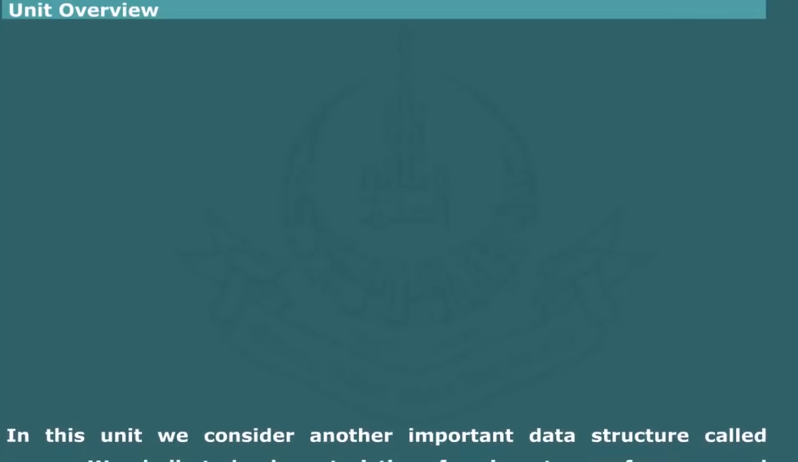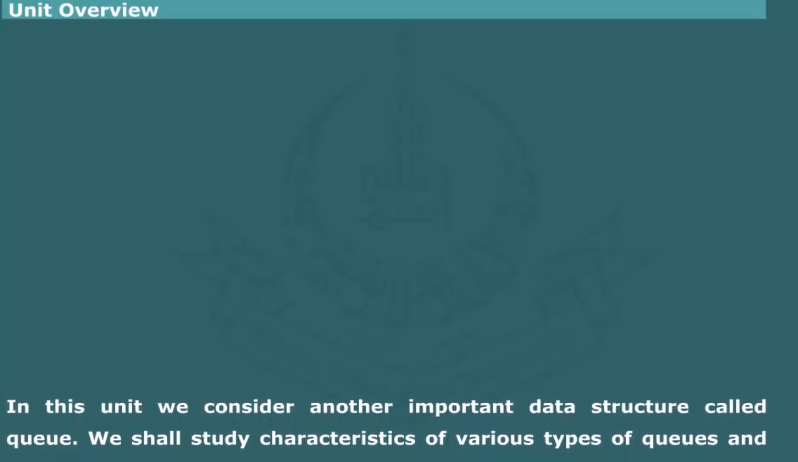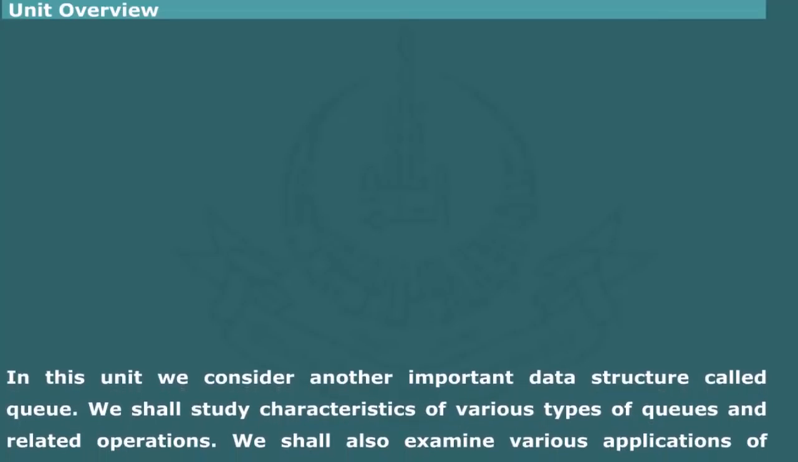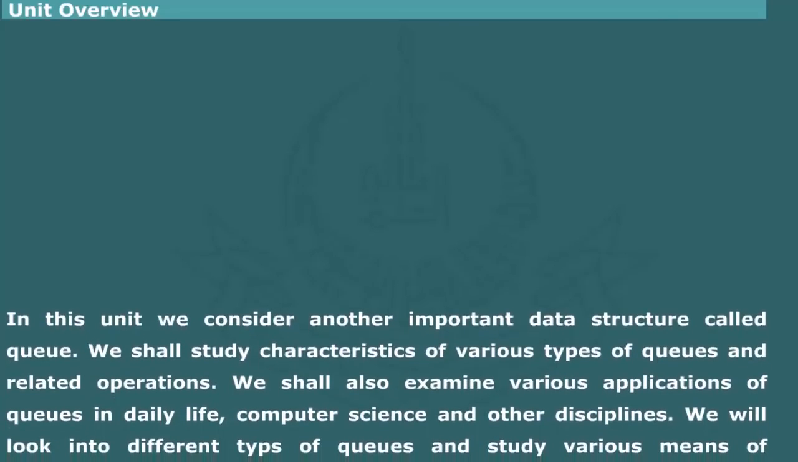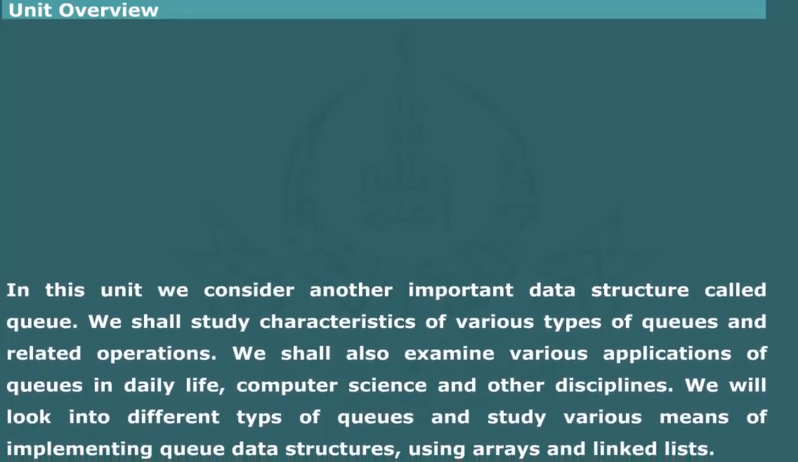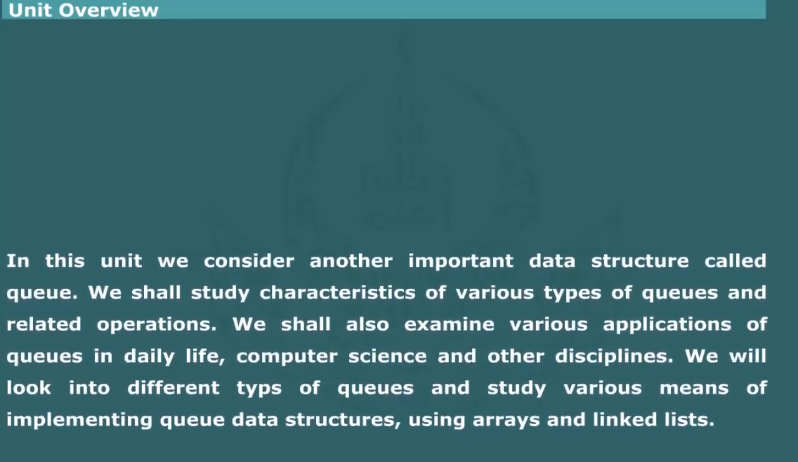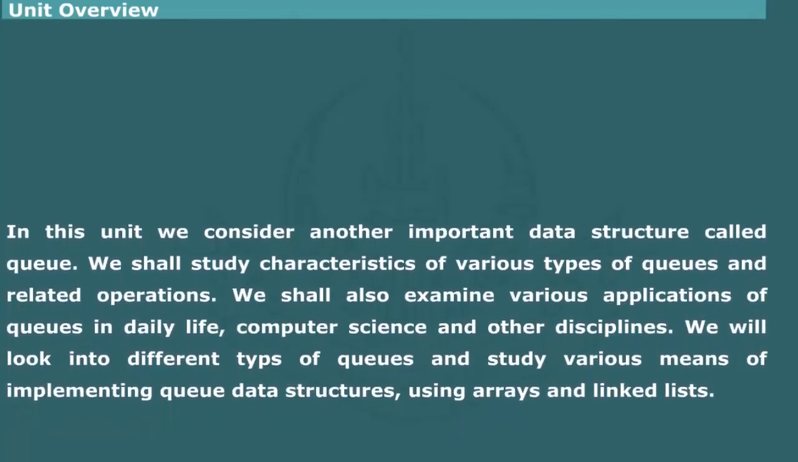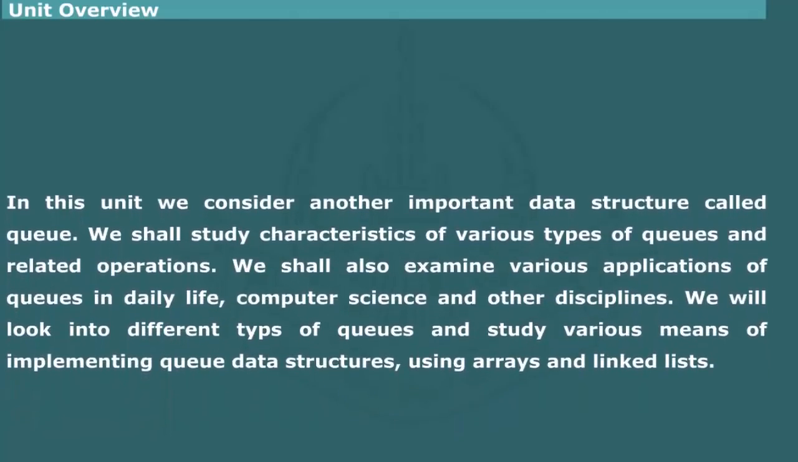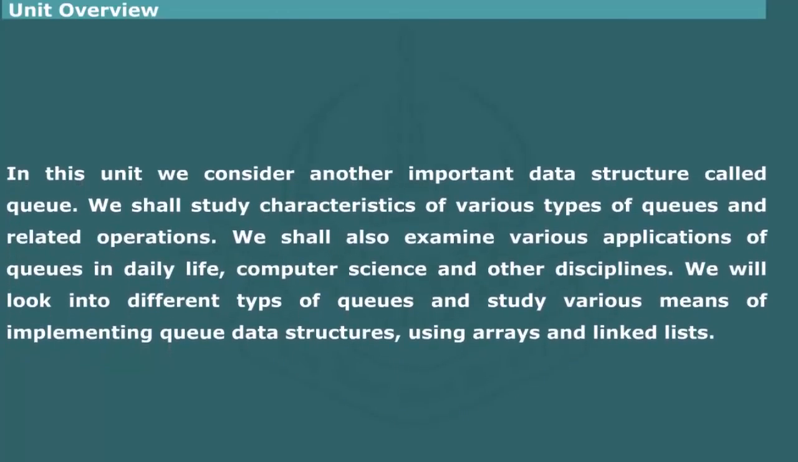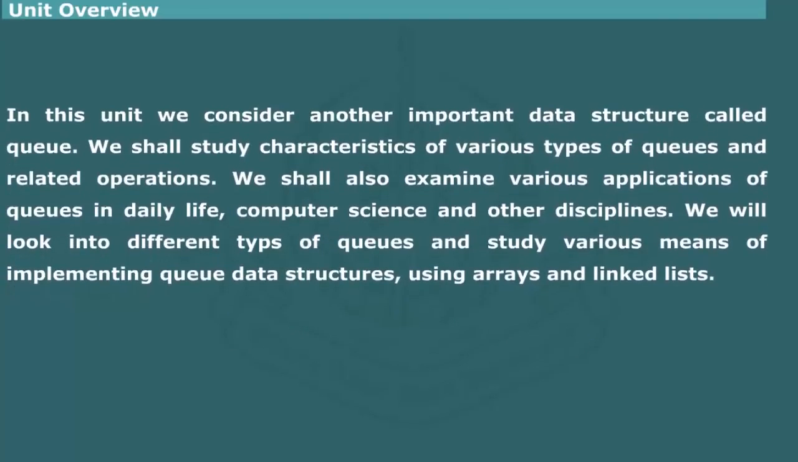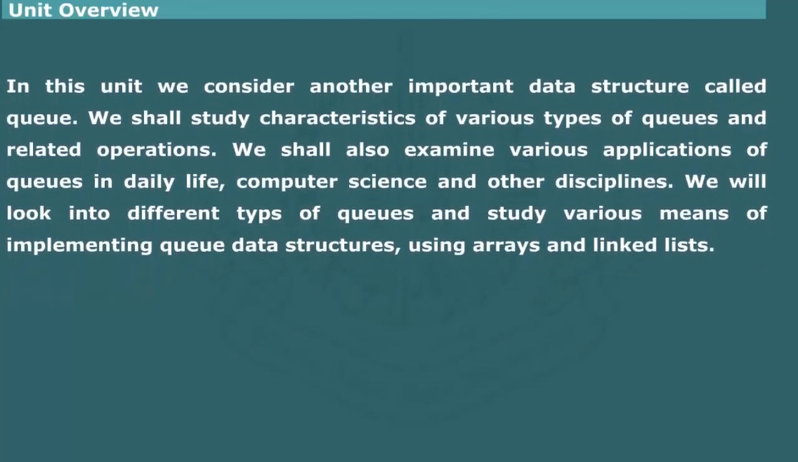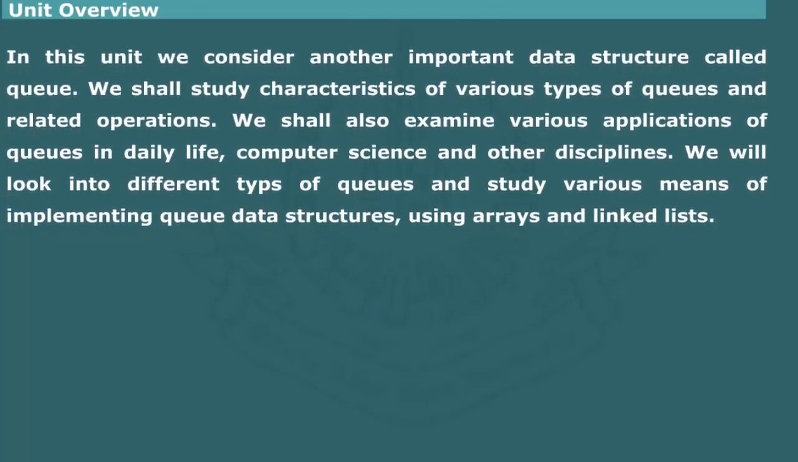Unit Overview. In this unit, we turn to another important data structure called queue. We shall study characteristics of various types of queues and related operations. We shall also examine various applications of queues in daily life, computer science, and other disciplines. For each type of queue, we would study different ways of implementing queue data structures using arrays and linked lists.